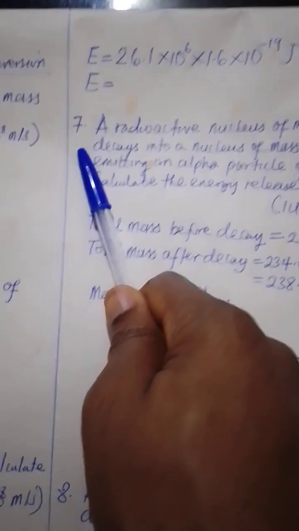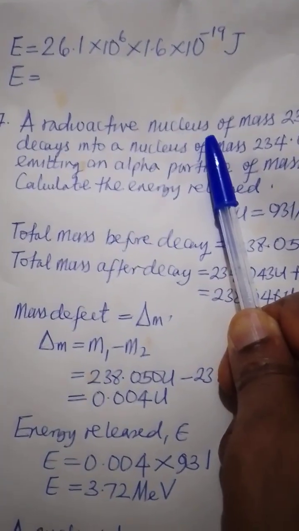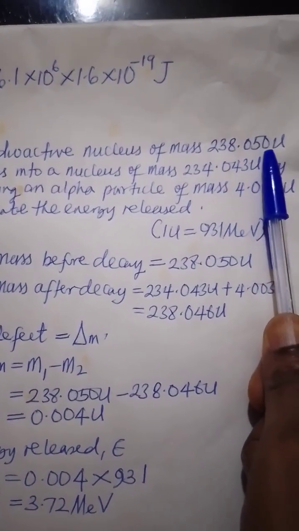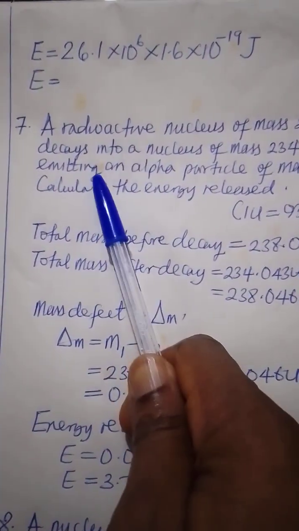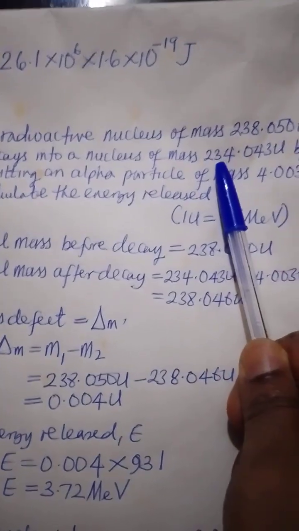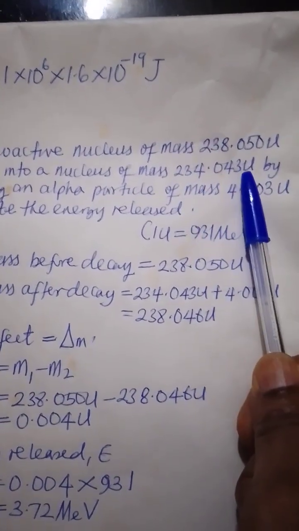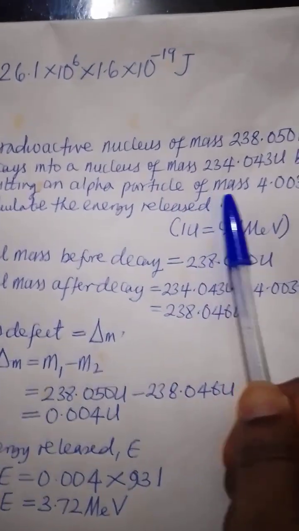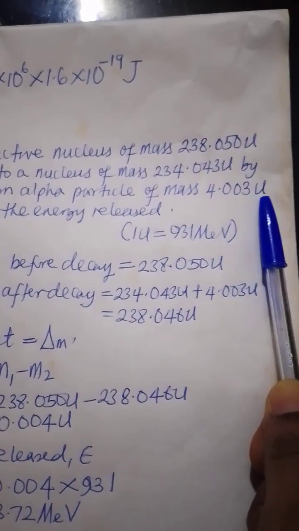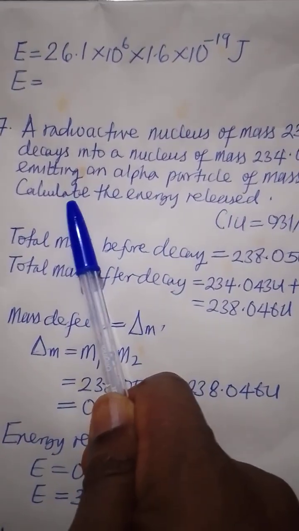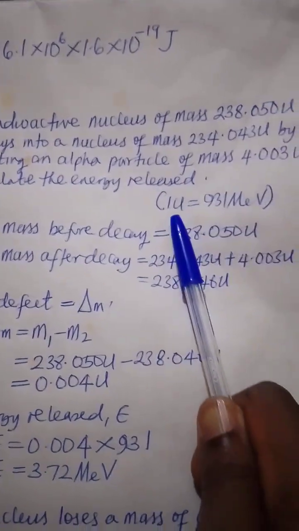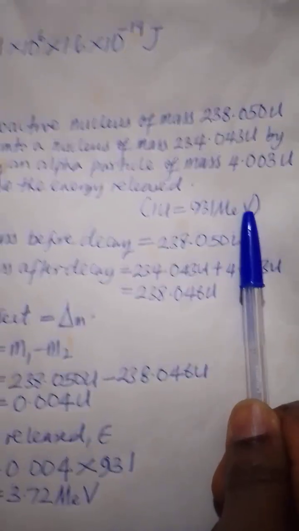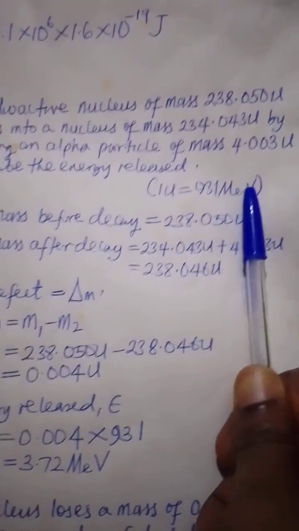Number 7. A radioactive nucleus of mass 238.050 unified atomic mass decays into a nucleus of mass 234.043 unified atomic mass by emitting an alpha particle of mass 4.003 unified atomic mass. Calculate the energy released. We're told 1 unified atomic mass is 931 mega electron volt. You should be familiar with this by now.